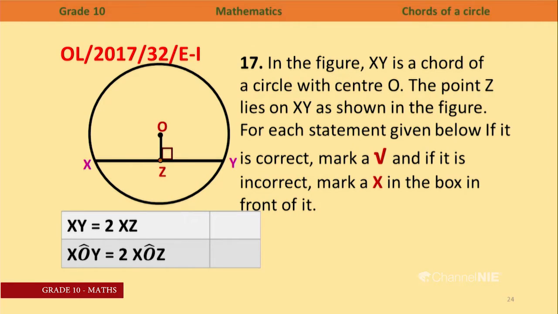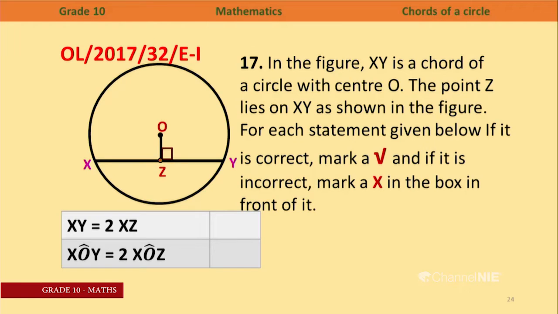As shown in the figure, for each statement given below, if it is correct, mark the tick, and if it is incorrect, mark the cross in the box in front of it. So, you can see a box. What are the things in the box here? XY is equal to XZ. Another one, the angle XOY is equal to twice the angle XOZ. So, we have to check whether they are correct or not. So, this is the diagram you have. How do we check that? XY is equal to 2 times XZ.